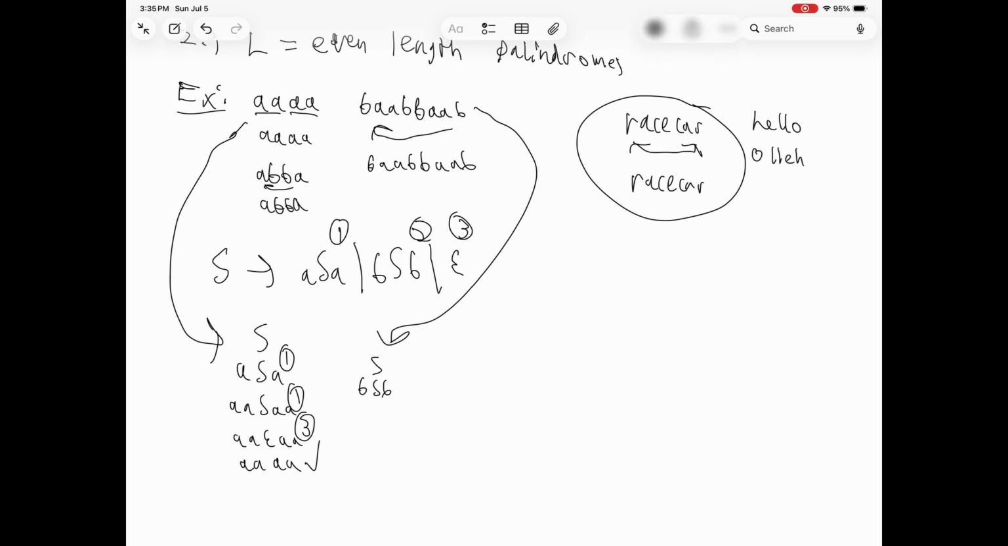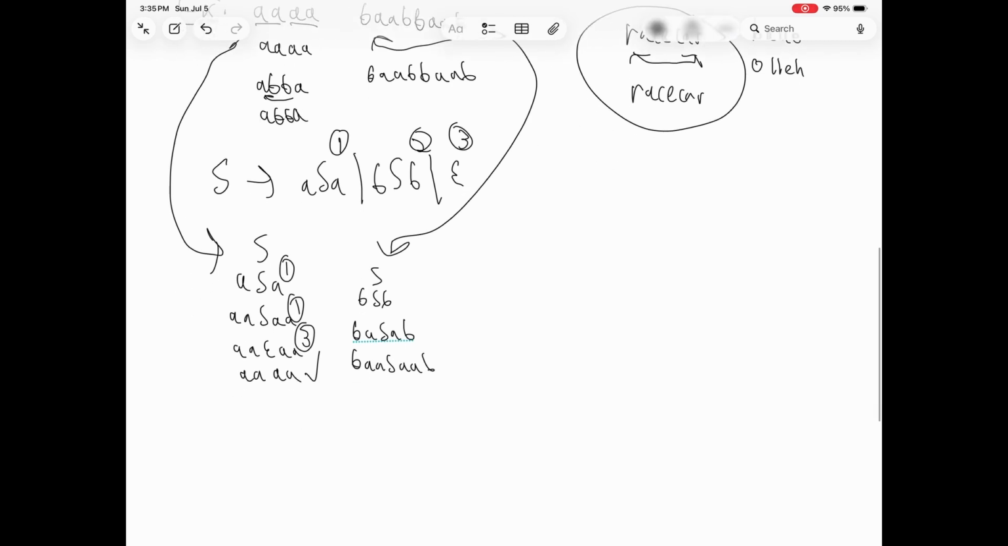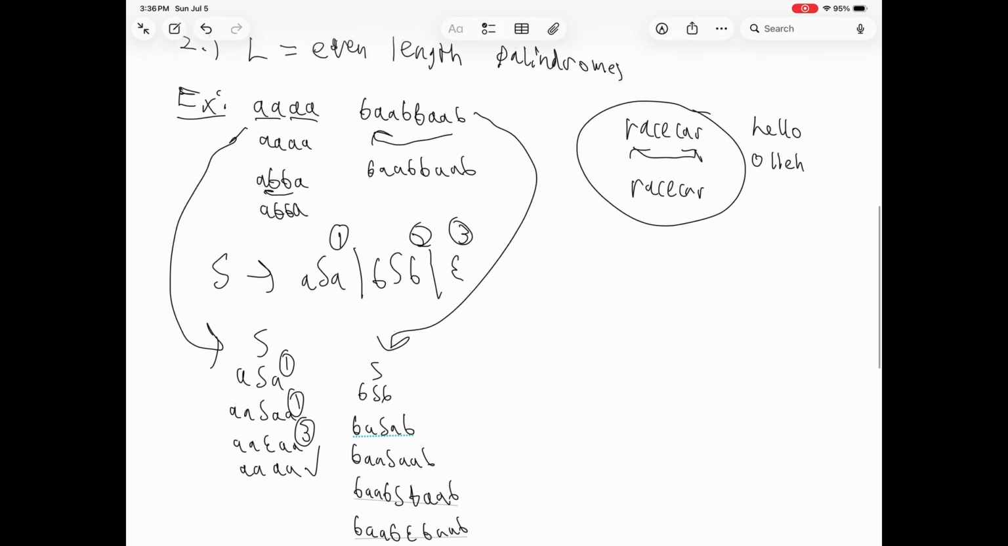Let's take the big one. S goes to B, S, B, and then to B, A, S, A, B, and then to B, A, B, S, B, A, B, and then to B, A, B, epsilon, B, A, B, where the epsilon cancels out, giving B, A, B, B, A, B. Same, it's a palindrome. Whatever's on the right is equivalent to whatever's on the left, so we're good.